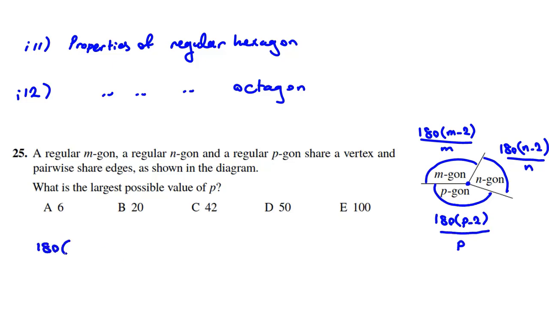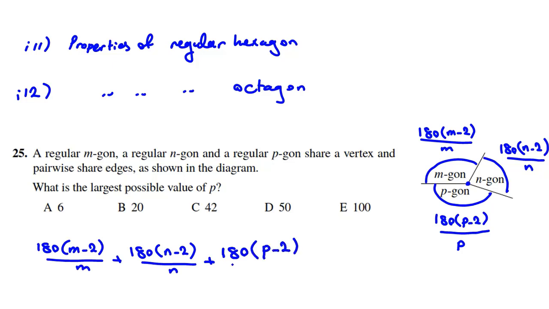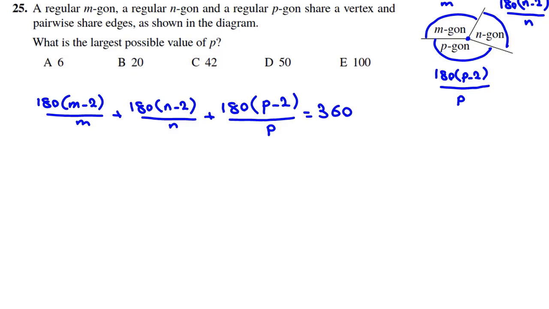So let's write 180 times (m minus 2) over m plus 180 times (n minus 2) over n plus 180 times (p minus 2) over p equals what? The sum of them, 360 degrees. Okay. Now we can divide both sides by what? We can divide both sides by 180.